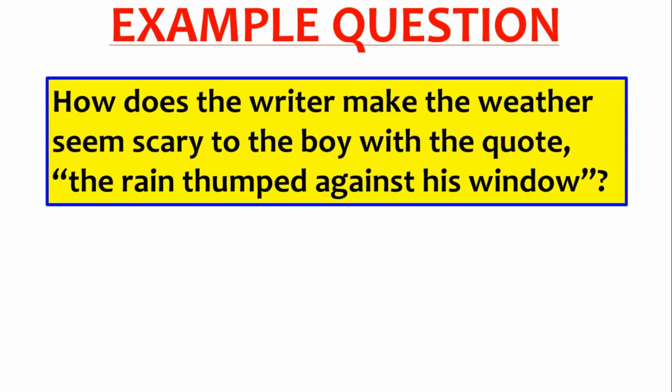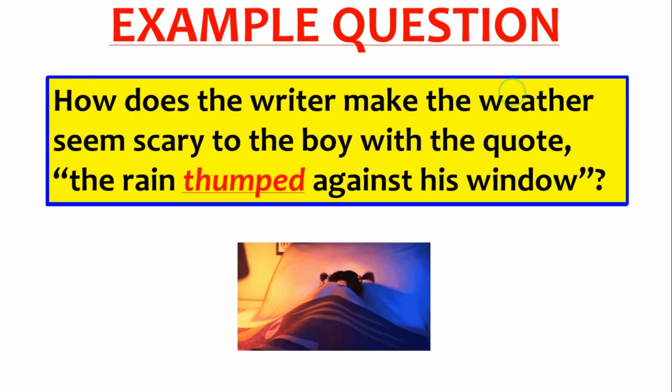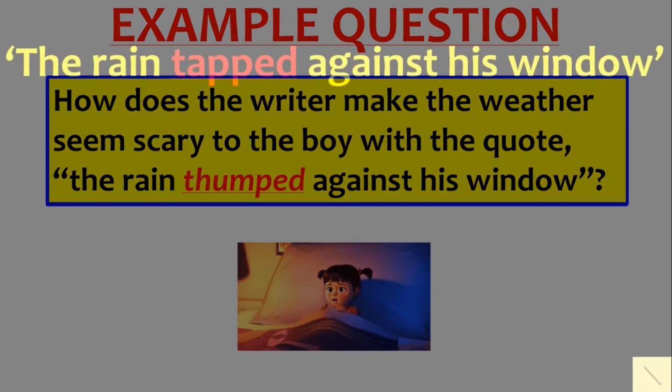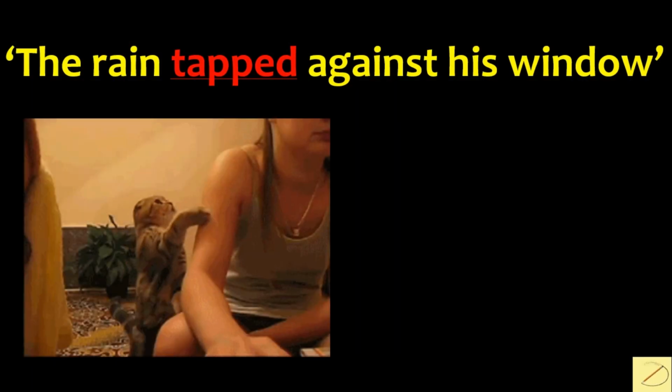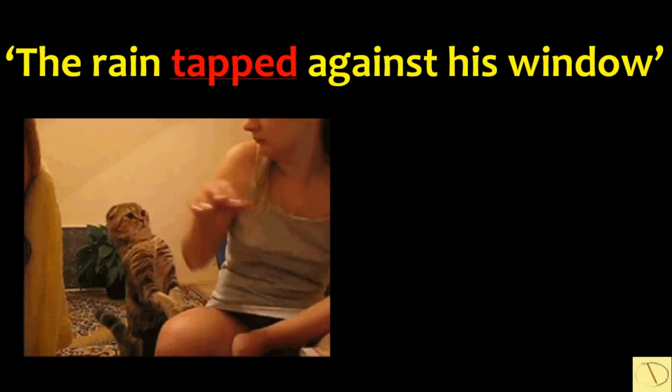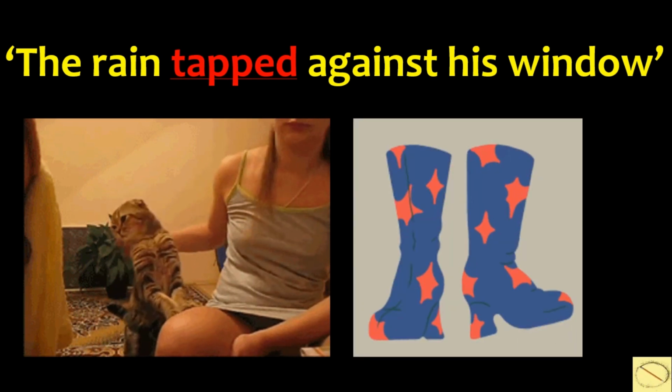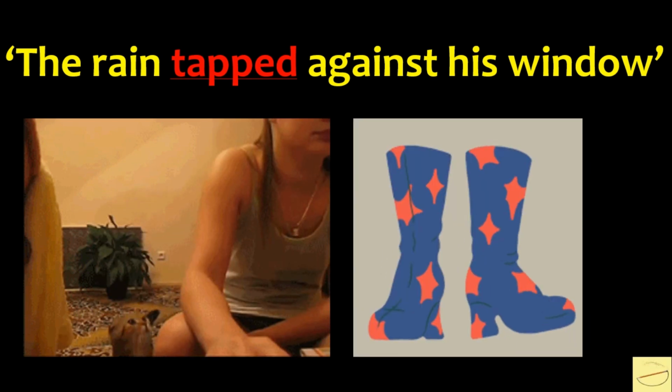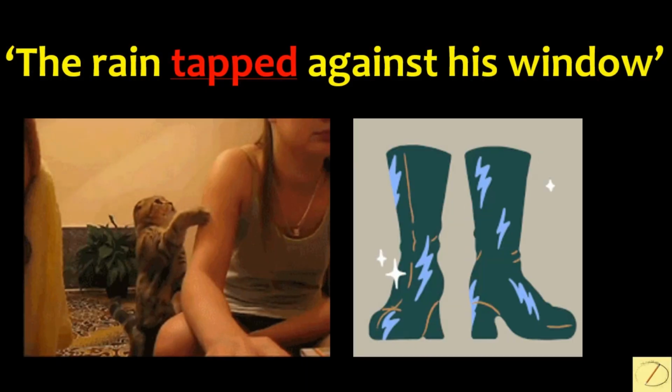So example question would be, how does the writer make the weather seem scary to the boy, with the quote, the rain thumped against the window? So the word we're zooming in on there is thumped. It could have said the rain touched the window, the rain hit the window. It said thumped. Why has the writer decided to do that? If it said the rain tapped against the window, a tap is something soft like this little cat, a soft little thing, or your foot, you tap to music. That wouldn't be particularly scary. It'd probably be light rain like this, wouldn't it? So just tapping the window. However, the writer didn't use the word tapped, they've used the word thumped.